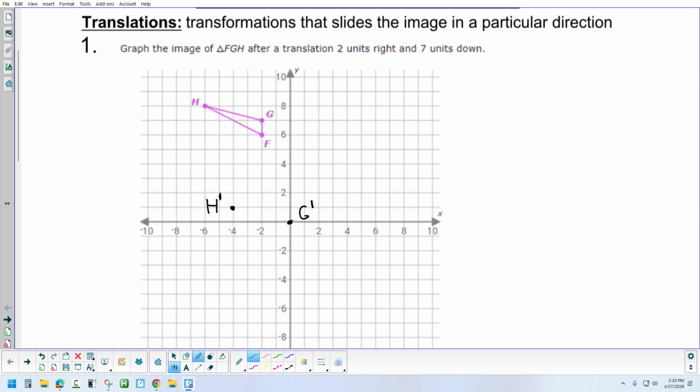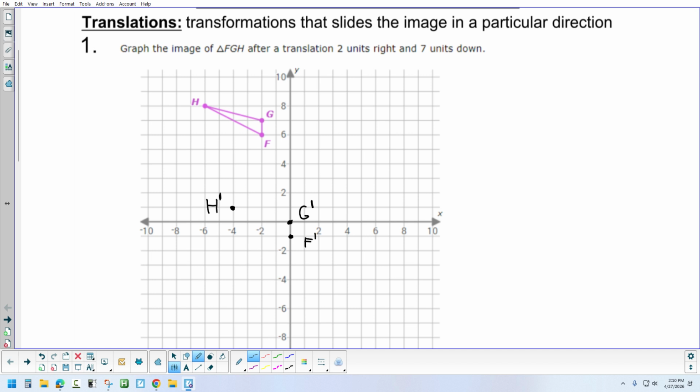And the last one, Logan, how am I going to do F? It would be 2 units right. And 7 units down. So go 2 to the right, then 1, 2, 3, 4, 5, 6, 7. Okay, so I got all my points.